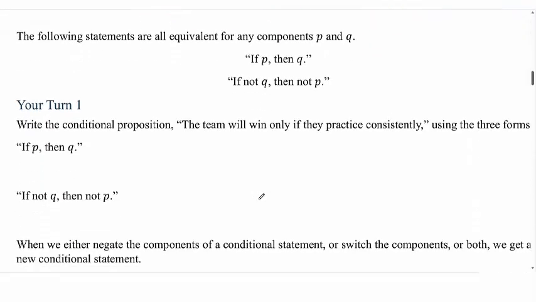All right, so what we're saying is anytime you have a statement, if P then Q, you need to recognize that it means the same thing as if not Q, then not P. If P happens, then Q is guaranteed to happen. So if Q doesn't happen, it must have been that P didn't either.